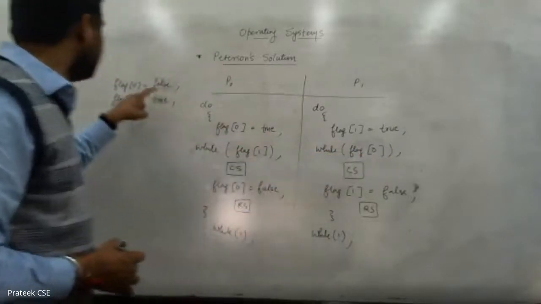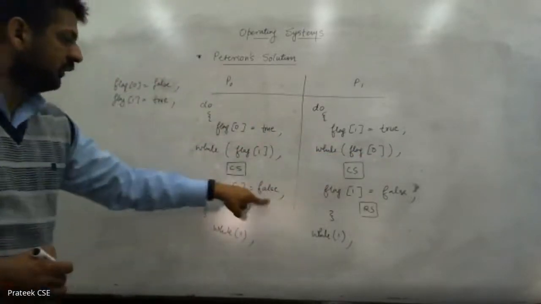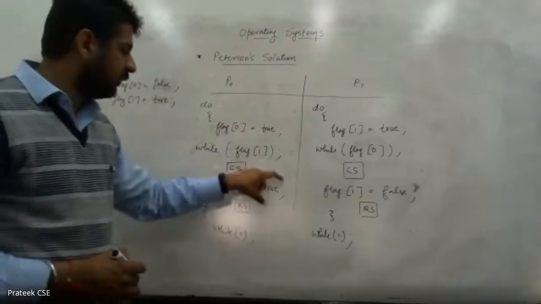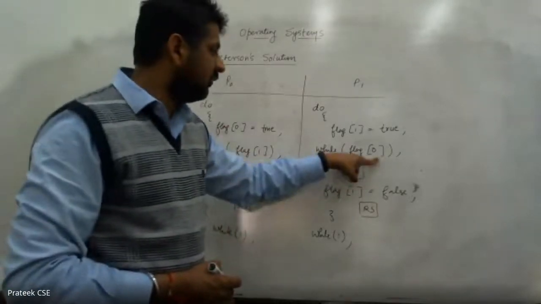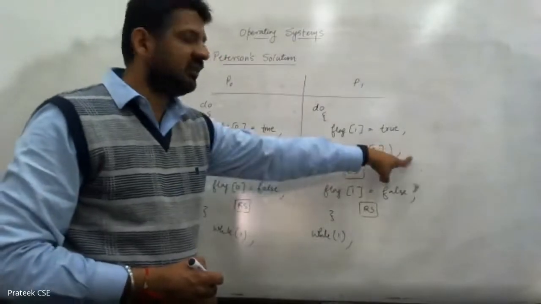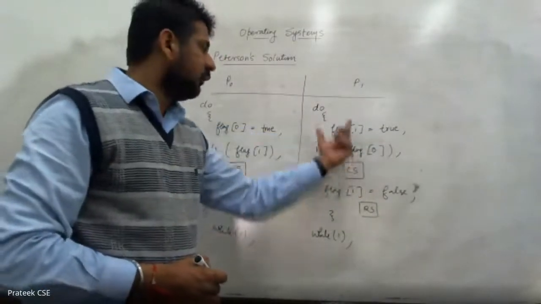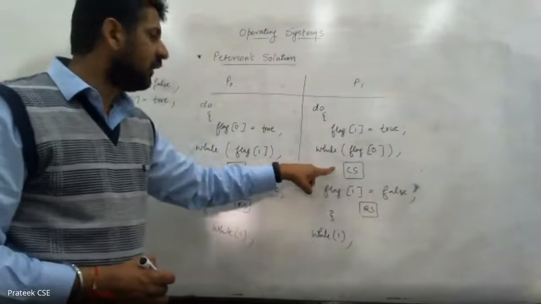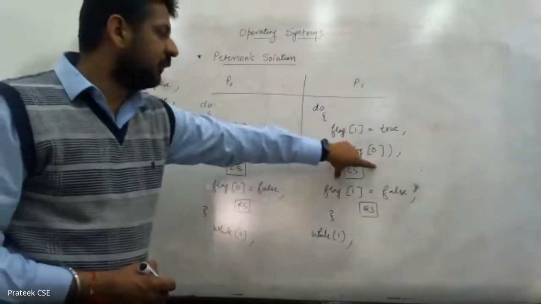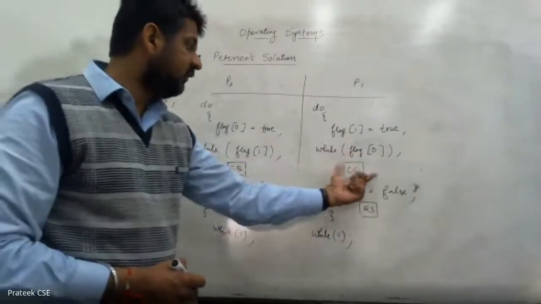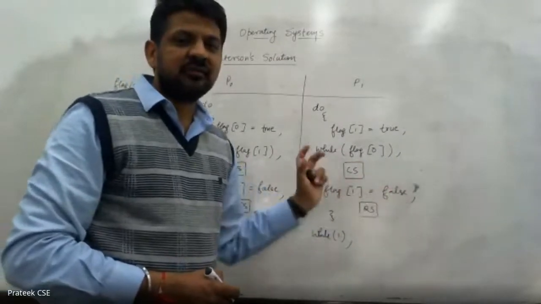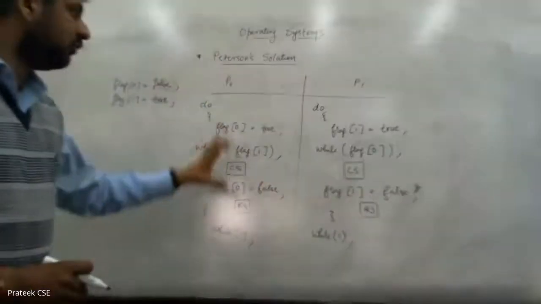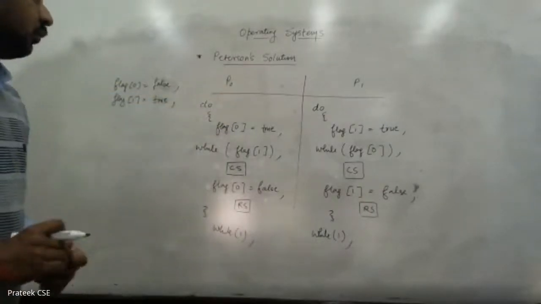So flag[0] is now false, because when P0 exited, it set flag[0] to false. So flag[0] will be false. If this is false, there is a semicolon, so process P1 will be able to enter the critical section. After completing its execution, it will set flag[1] equals false and simply exit the critical section. So this is how this particular code will work.